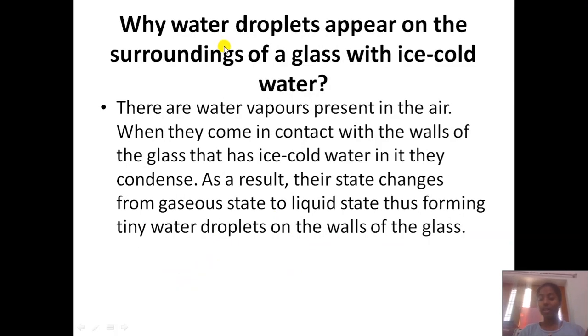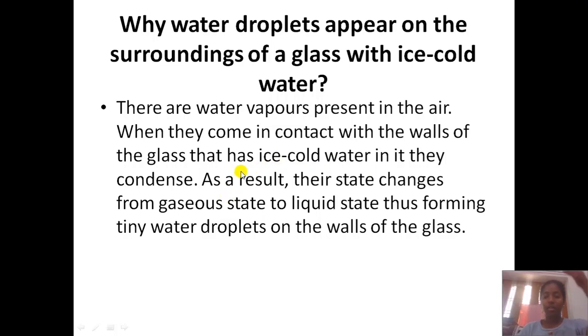Now the next application: why do water droplets appear on the surroundings of a glass with ice cold water? You can try this at home. Whenever you take a bottle from the refrigerator, you see some water outside the bottle or glass. So what is that? It is because of evaporation only, I would say. There are water vapors present in the air. We very well know that there are water vapors and we are unable to see them, but yes, they are there. When they come in contact with the walls of your glass or bottle that has ice cooled water in it, they condense.